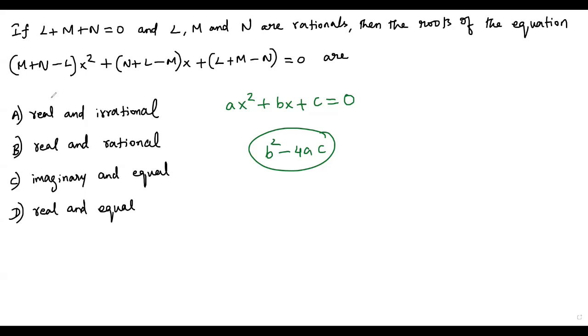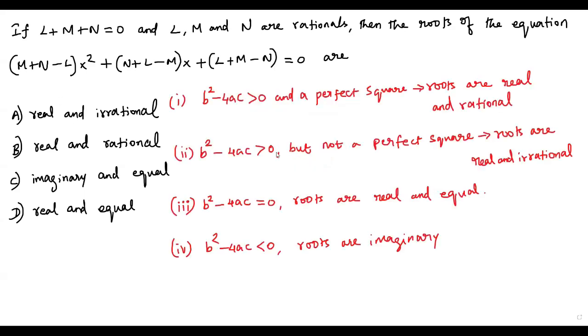Okay, now first let me write the required stuff for that. Here I have written it. Let me consider the first point. If the value of the discriminant b² − 4ac is greater than 0 and also a perfect square, then the roots are real and rational. If the discriminant is greater than 0 but not a perfect square, then the roots are real but irrational. If the discriminant equals 0, the roots are real and equal. If the discriminant is less than 0, that is negative, then the roots are imaginary. Now we have to find the value of this discriminant b² − 4ac for this quadratic equation.